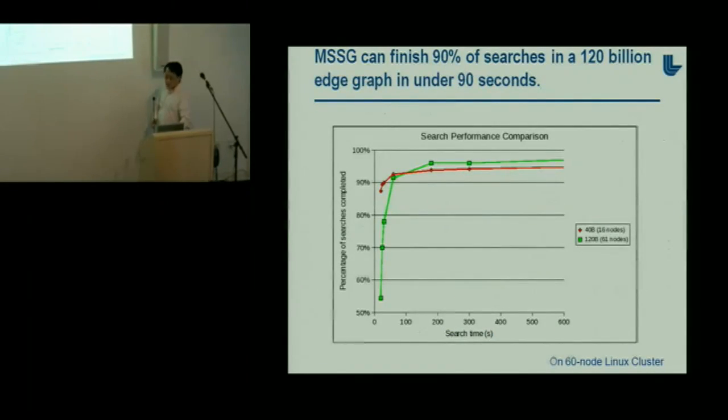I'll skip this. When you say you use the synthetic graph, is it a random graph or a power law graph? That was a power law graph. After the BlueGene experiments, we finally found a way to generate synthetic graphs really fast. So after that experiment, everything is a synthetic scale-free graph.